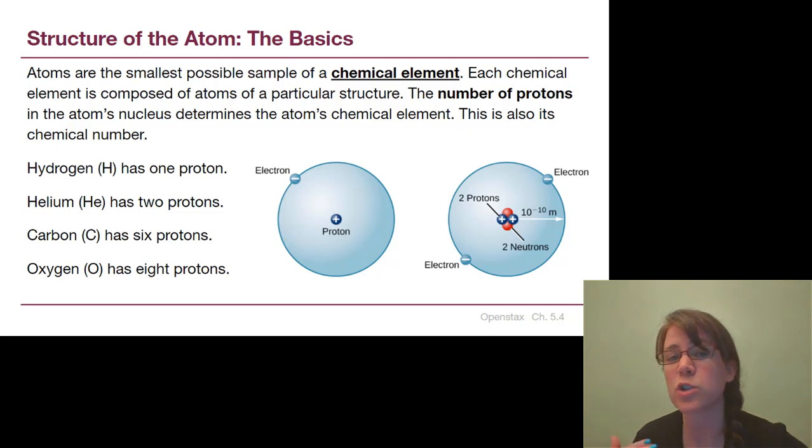So hydrogen has 1 proton. No matter how many neutrons it has, 1 proton means hydrogen, 2 protons means helium. A couple of other elements that we're going to see fairly commonly are carbon, which has 6 protons, and so on the periodic table would be the atomic number 6. And oxygen has 8 protons, the atomic number 8.